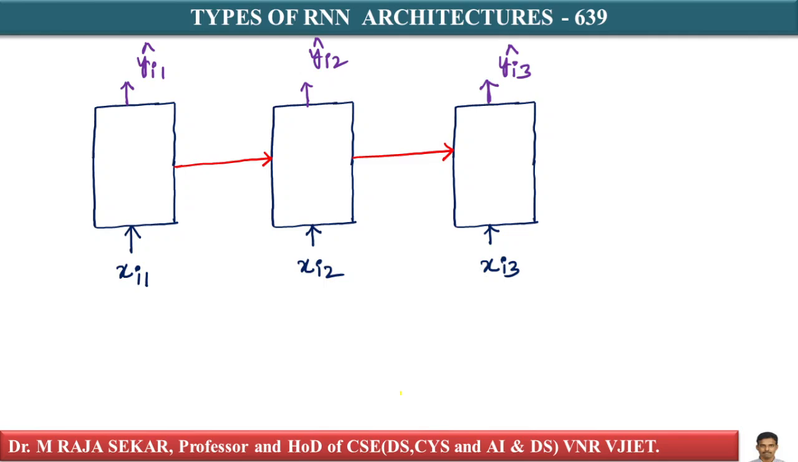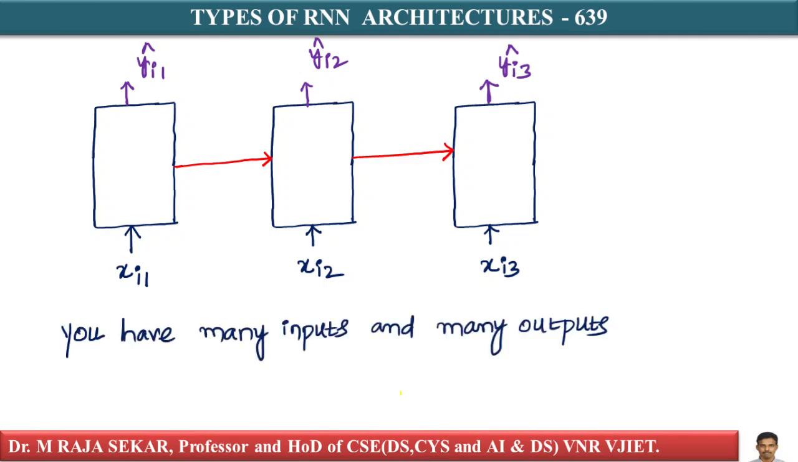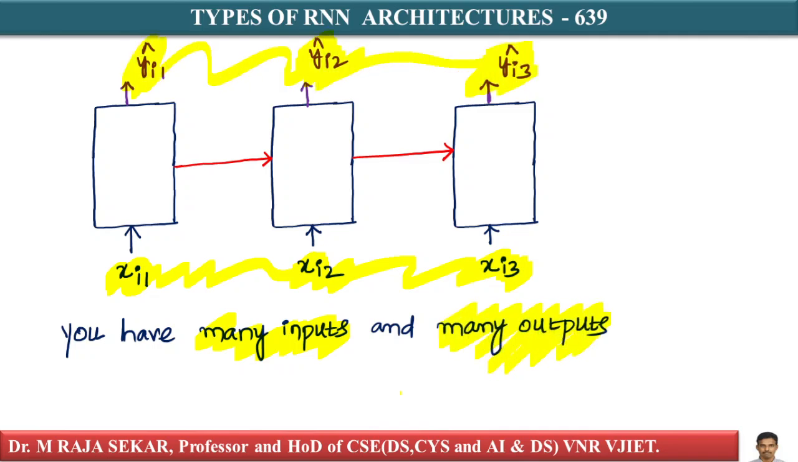So this is basically many-to-many architecture, because you have many inputs and you have many outputs. The size of the input and the size of the output is same. This is one type of many-to-many architecture, with same length input and same length output.